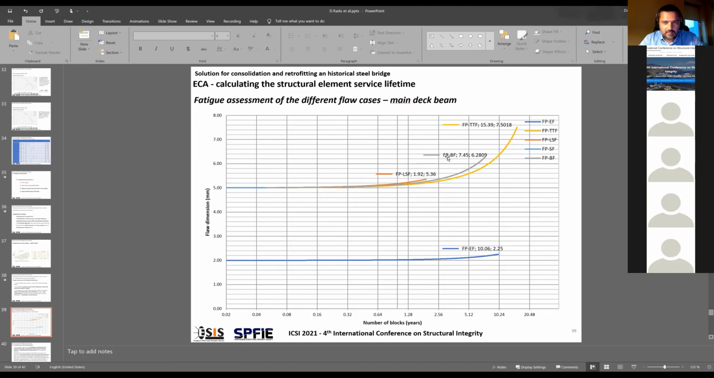And of course, another problem is the long surface flaw, which will reach in almost 2 years, 1.92 years, the critical value of 5.36 millimeters. The graph is presented in a logarithmic scale for ease of representation.